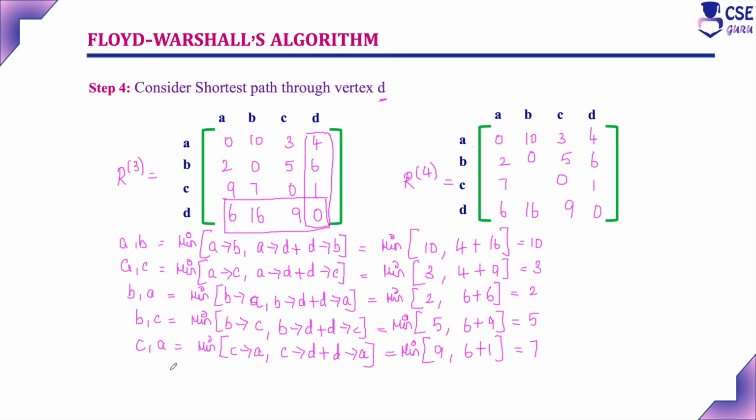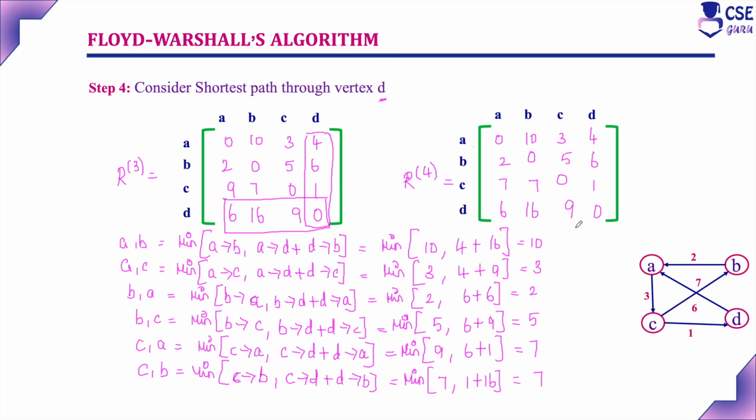Next, C to B, through the vertex D. So C to D, D to B. So C to B already the value is 7. C to D value is 1 and D to B value is 16. So 1 plus 16. So the minimum value we will get is 7 only.